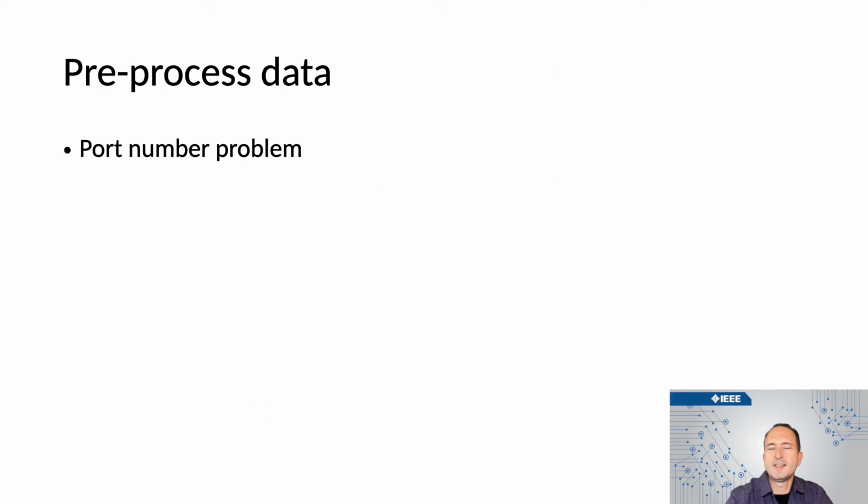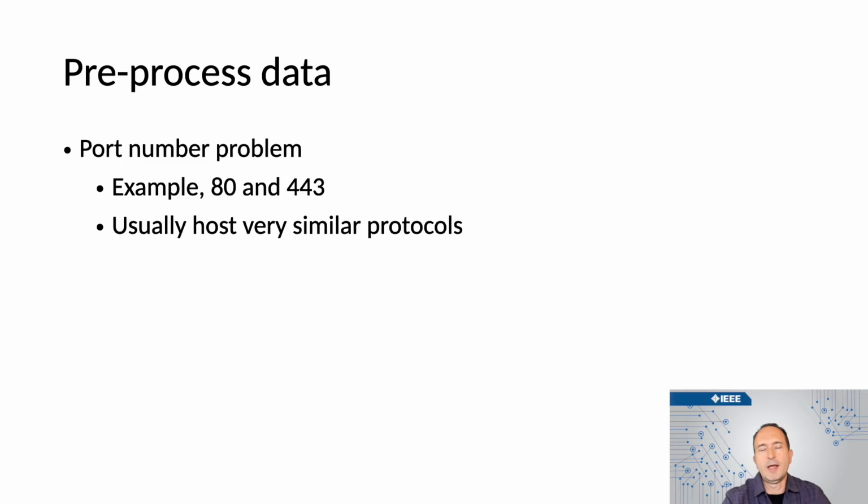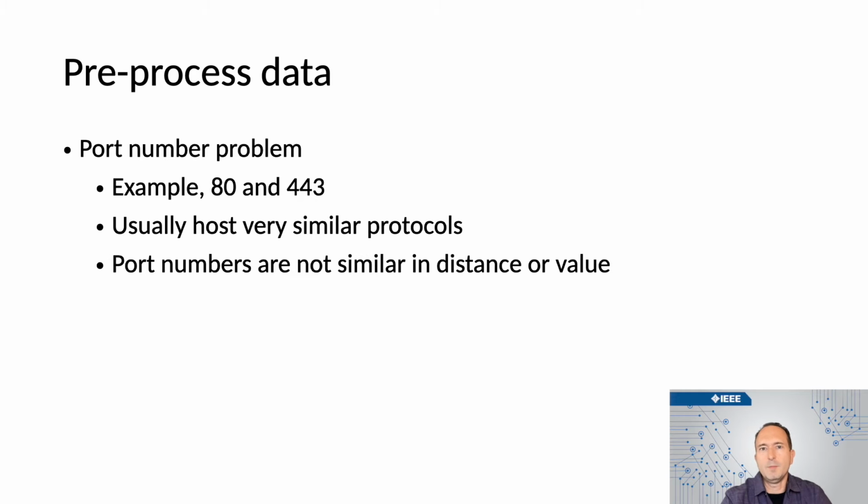Moving on to pre-processing the data, we wanted to address what we call the port number problem. And this is like, look at 80 and 443, okay? They usually host HTTP and HTTPS, very similar protocols. But if you look at those numbers, they're not similar. And the strings, 80 and 443, they don't compare. So they're far apart and they're not similar, even though the services are similar. Well, we wanted to fix this so that we could make use of the protocol.